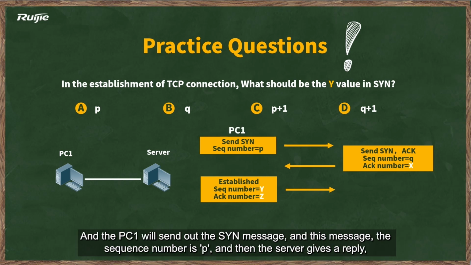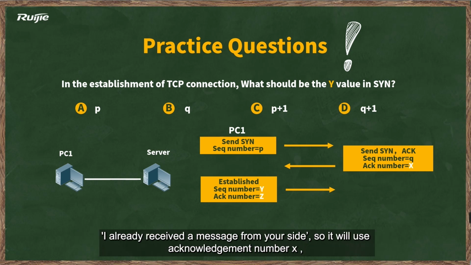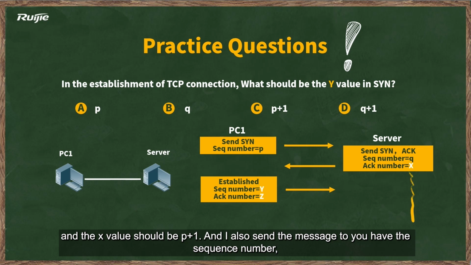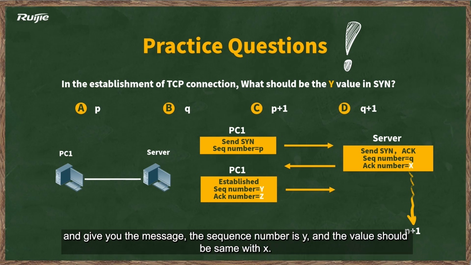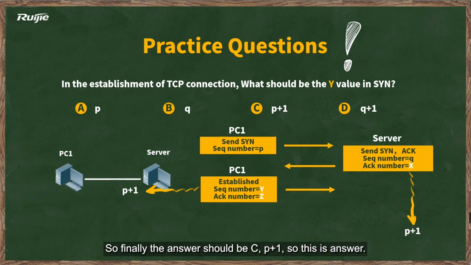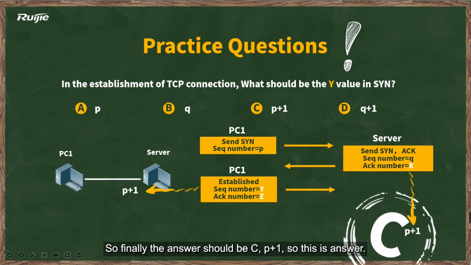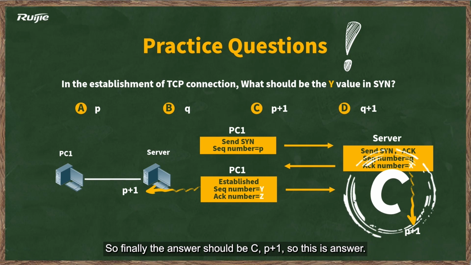PC1 will send out the SYN message, and the sequence number is P. When the server gives a reply, saying I already received the message from your side, it will use the acknowledgement number X, and the X value should be P plus 1. It also sends a message with the sequence number Q. In the next packet, PC1 will send out the established message with the sequence number Y, and the value should be the same as X. So finally the answer should be C, P plus 1. So this is the answer.